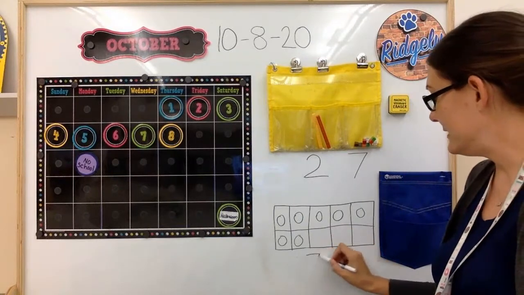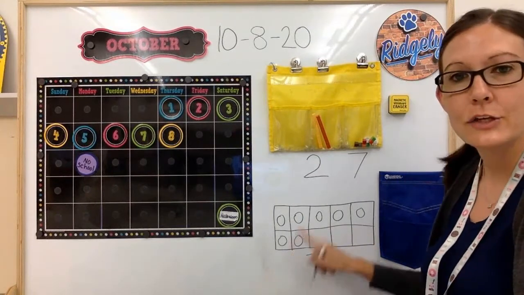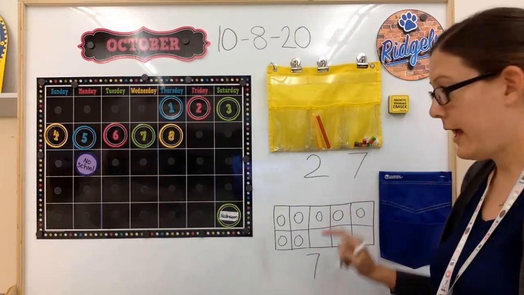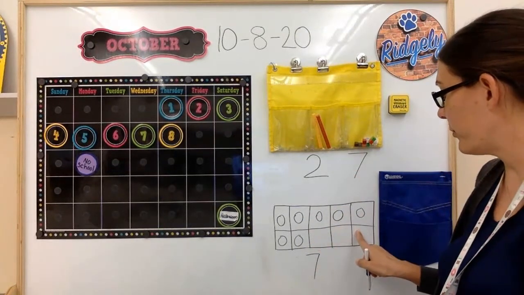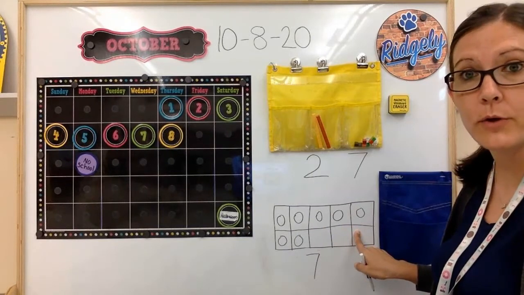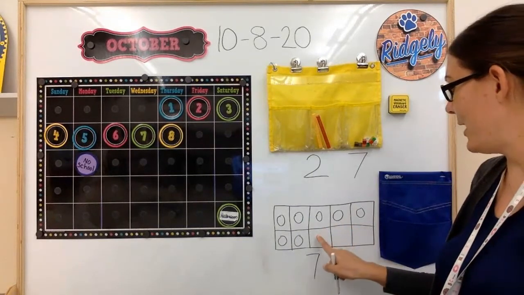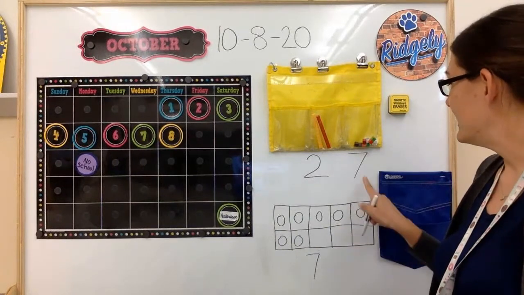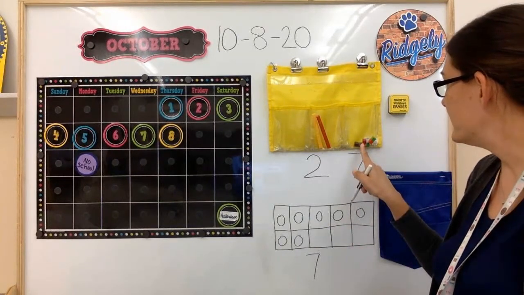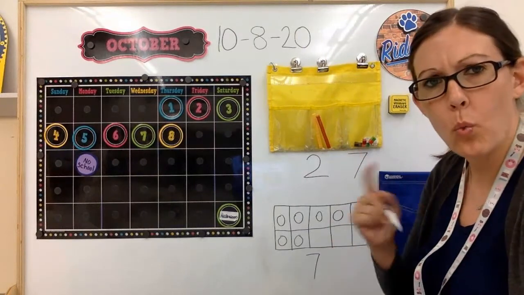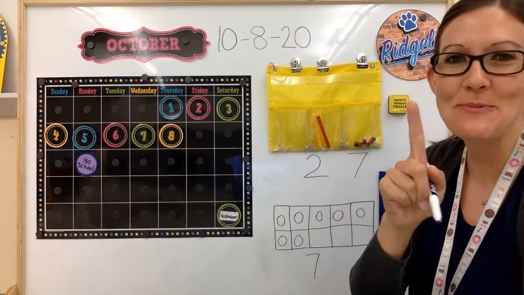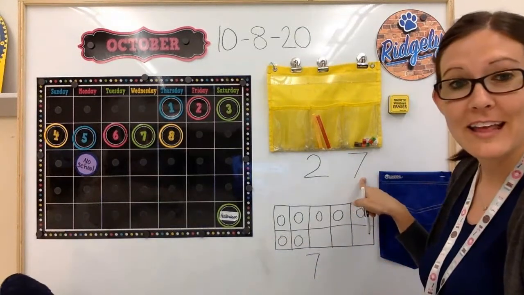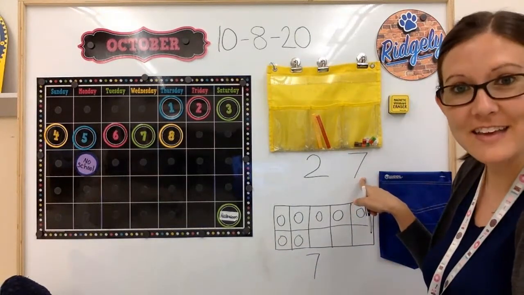All right, and we've got 7 on our 10 frame now. Can we regroup from 7? No. How many more until we can regroup? We have to have 10 to regroup. We can regroup when we get 1, 2, 3 more. All right. 7 ones. What's the value of 1? It's worth 1. But when we have 7 ones together, they're worth 7.